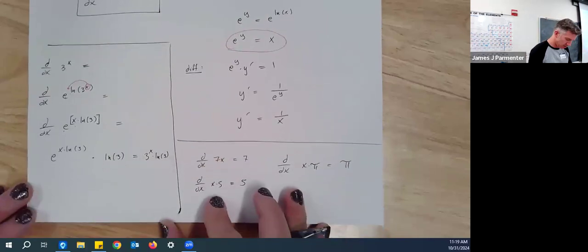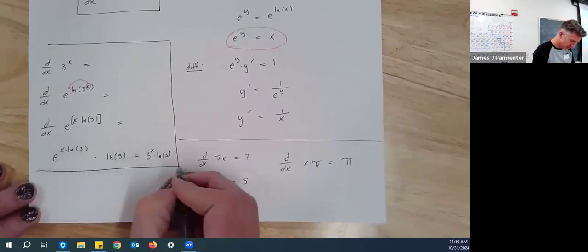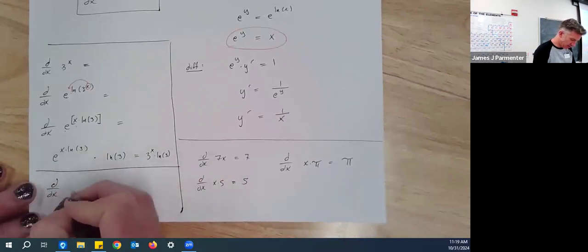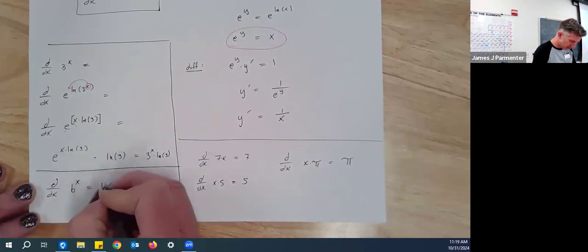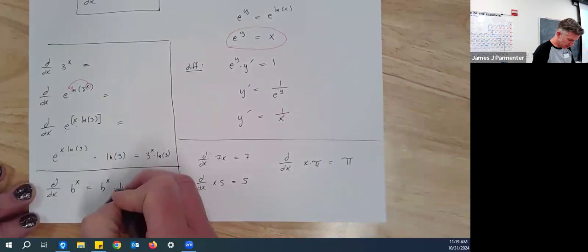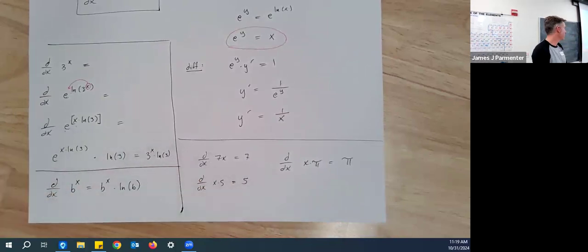And more generally, the derivative of any base raised to the x power is that same thing, b to the x times the natural log of b. You could also do this using implicit differentiation, but it requires knowing that the derivative of the natural log of x is 1 over x.